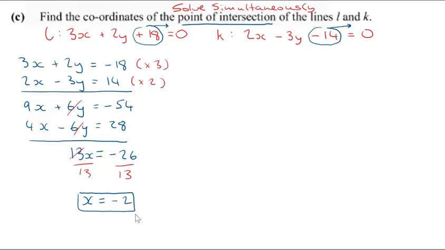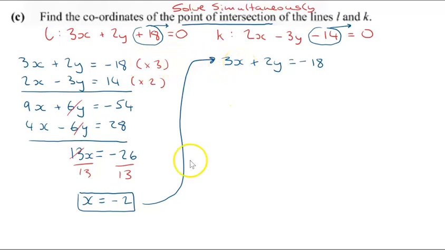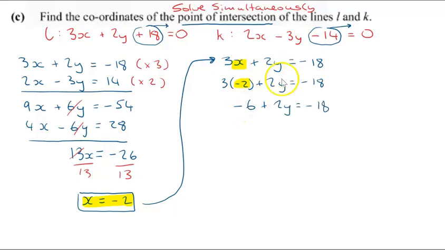Now to find y, we pick one of the equations, it doesn't matter which one. I'm going to go with the top one, 3x plus 2y is equal to minus 18. I'm going to swap the x for a set of brackets and put minus 2 into the brackets. So then 3 multiplied by minus 2 is minus 6. Bring down the 2y, the equals, and the minus 18.